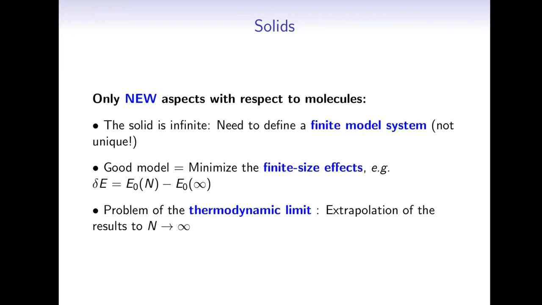And a good model is what? It is a model where what we call the finite size effects, that means the difference in properties when you compute with a finite model system and with the infinite solid, are as small as possible. And after that, we have the problem of the thermodynamic limit, which means to extrapolate the results to infinity.